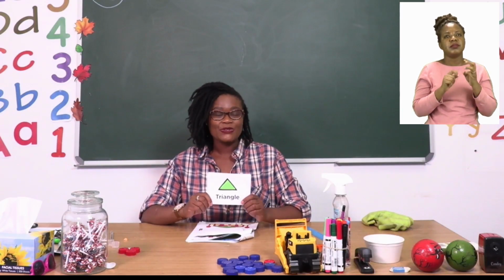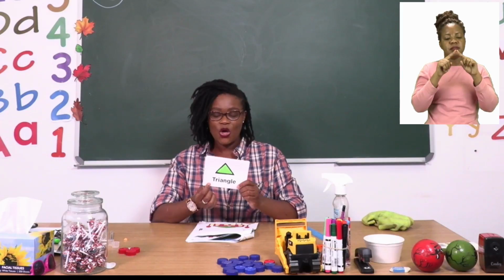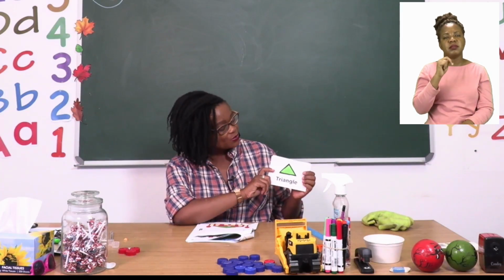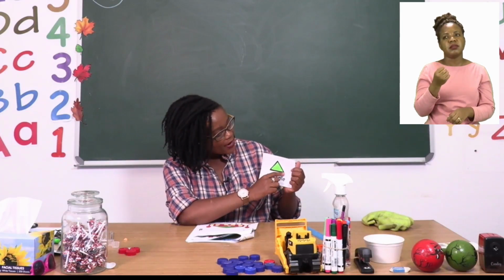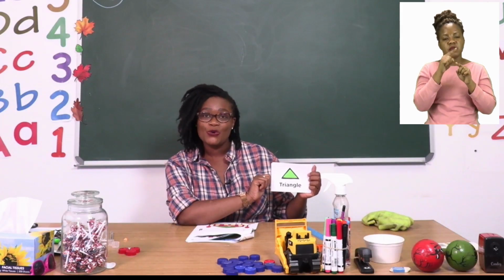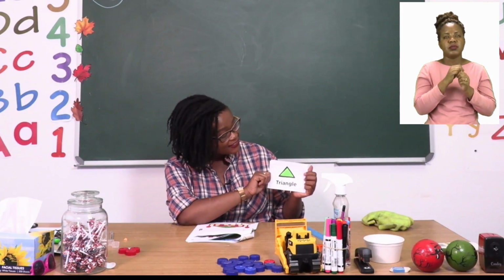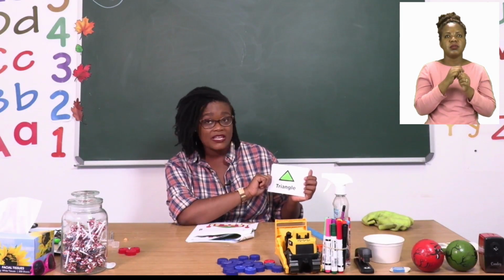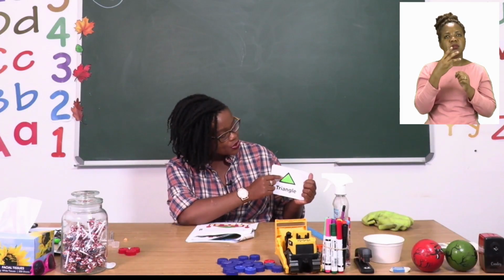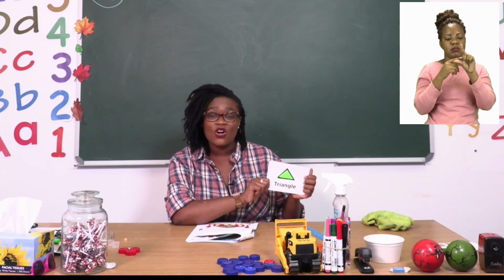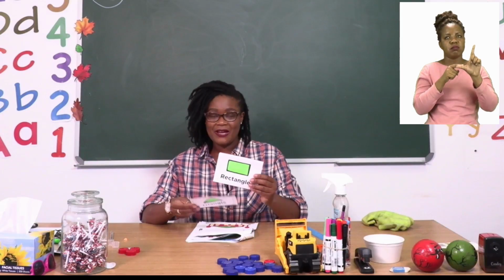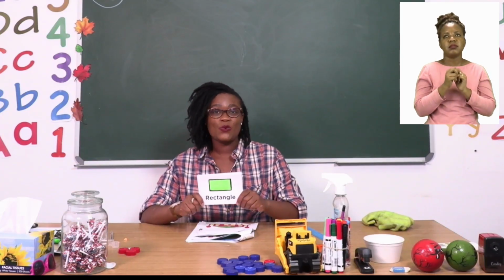Triangle. Now a triangle has 3 sides. 1, 2, 3. It has no curved edges and it has 3 angles. 1, 2, 3. But these are not right angles. Let's go to the next one. We have a rectangle.